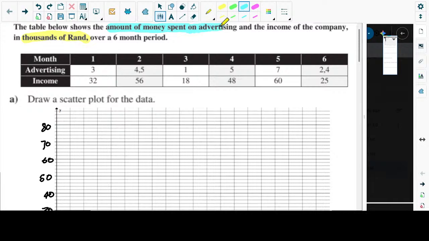They are saying you're comparing the amount of money spent on advertising versus the income of the company. Yeah, you can highlight the income there. So what are we comparing? We're comparing advertising and income. Okay, so then we have our first question.